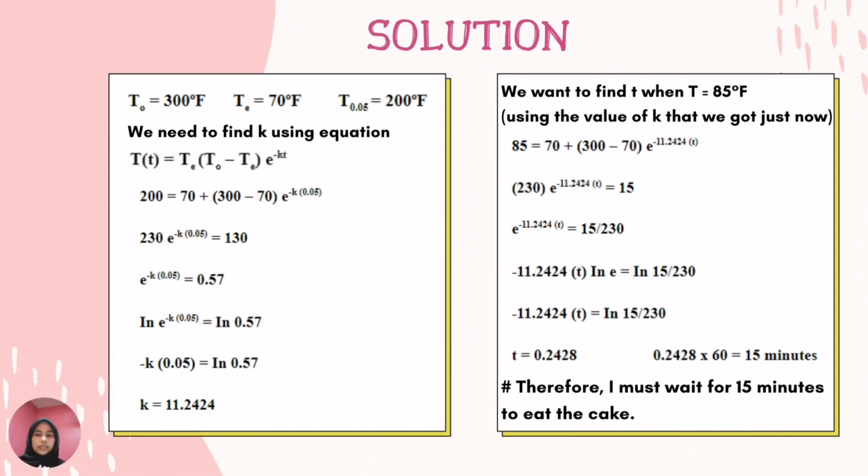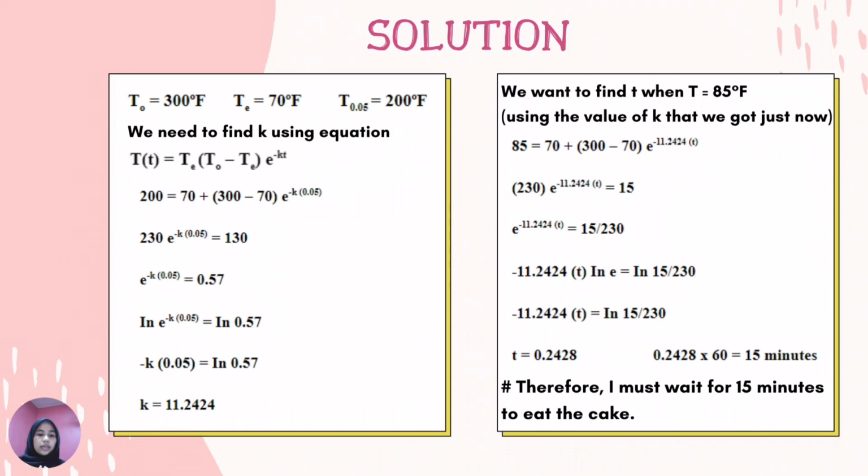I want to eat the cake at 85 Fahrenheit, but I need to figure out how long I should wait to eat that cake. So first, we need to find the value of k using the equation T = Te + (T0 - Te) e^(-kt). By using all the information given, we insert in the equation and simplify it, and we will get e^(-k 0.05) = 0.57. Then take ln on both sides and ln e = 1.